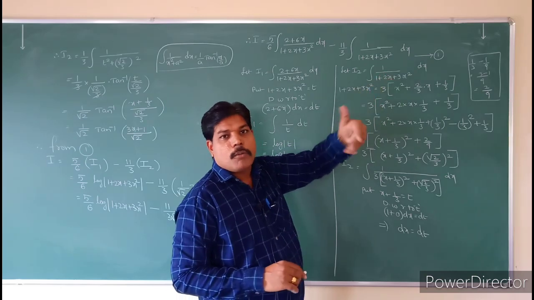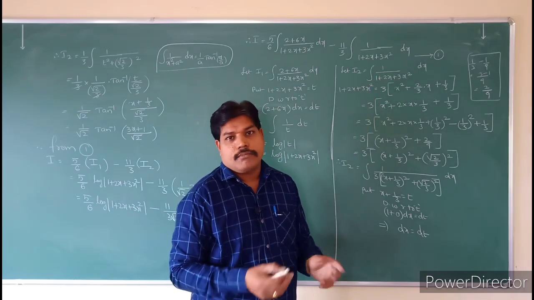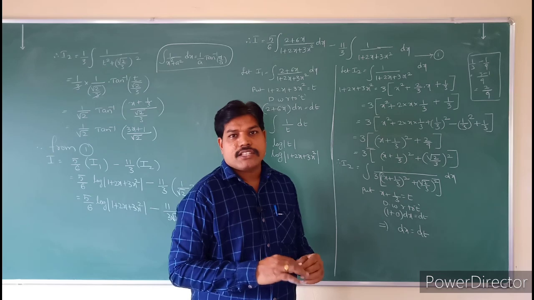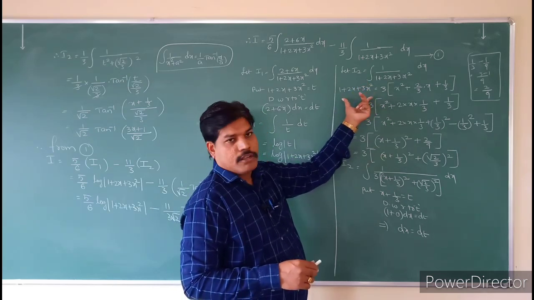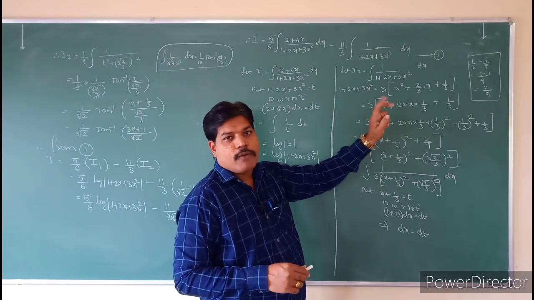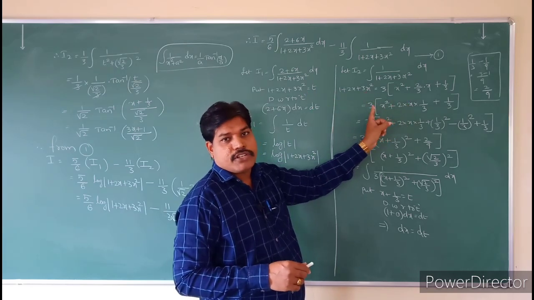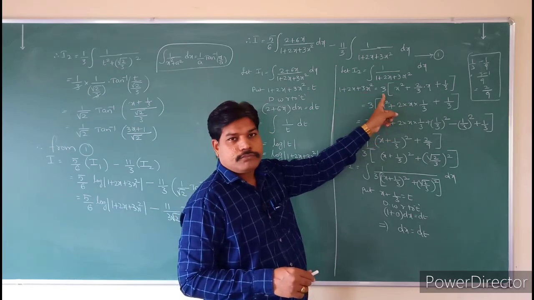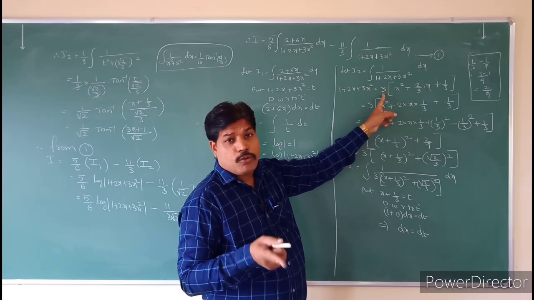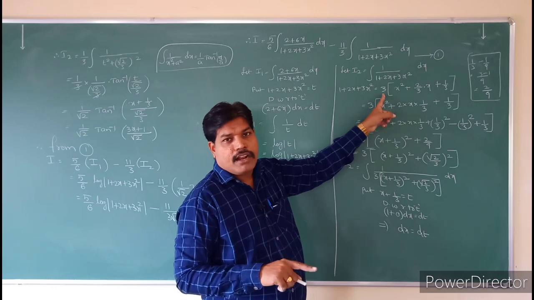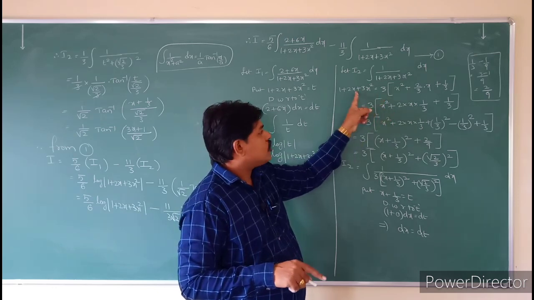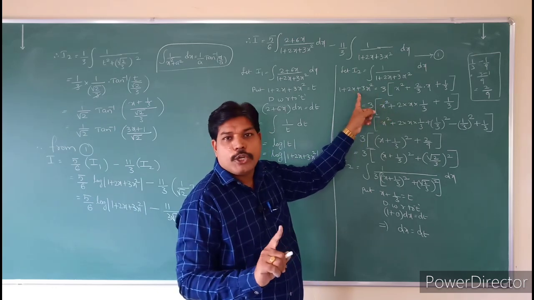This problem is in the model of 7, that is integral 1 by ax square plus bx plus c. So for these types of problems, you have to take the denominator. In the first step you have to take the x square coefficient common. First take the 3 common. After that you have to multiply and divide the x coefficient with 2, but here already 2 is there. There is no need to multiply.